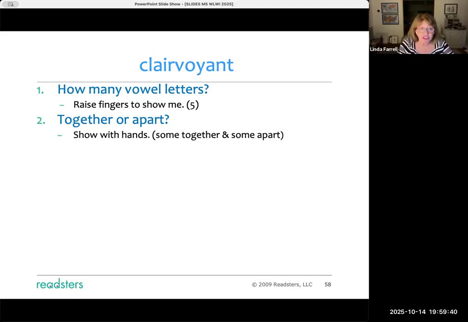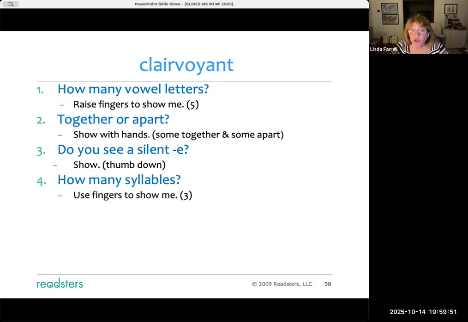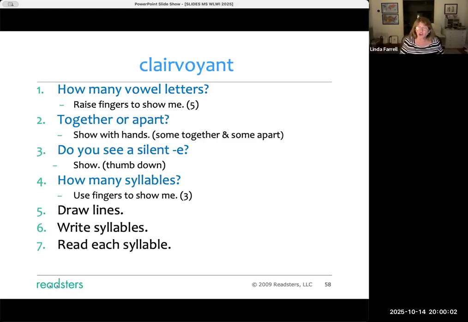Next one. Do you see a silent E at the end? No. Next one. How many syllables? 3 syllables, because when you have 2 vowel letters together, they're going to stay together in the syllable. O-Y, they've learned as a pattern. And then A and T, how many syllables? And they'll read clairvoyant.